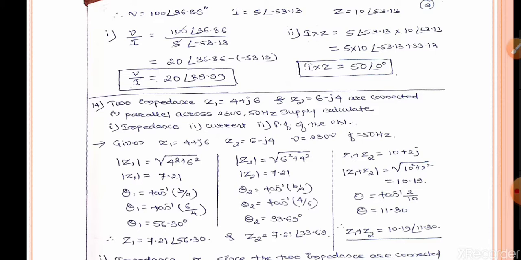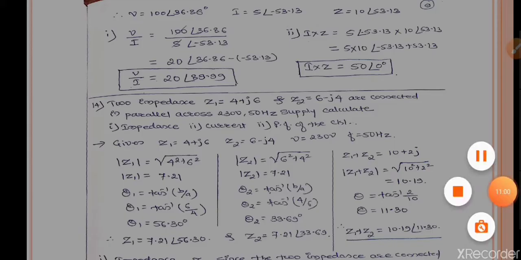Next, multiplication I into Z: 5 at an angle minus 53.13 into 10 at an angle 53.13. While multiplying, you have to multiply only the magnitudes, whereas angles get added. 5 into 10 is 50, whereas angle minus 53.13 plus 53.13 is 0. Therefore I into Z is equal to 50 at an angle 0.